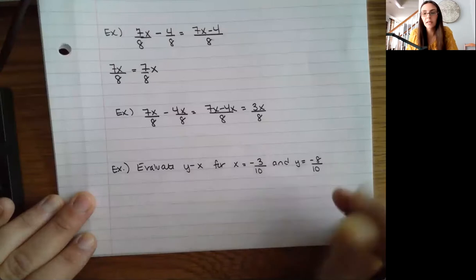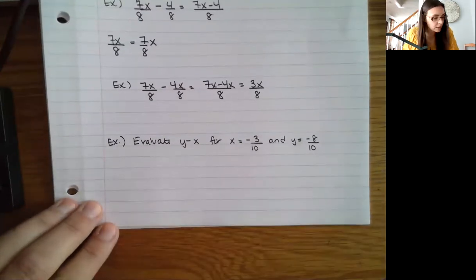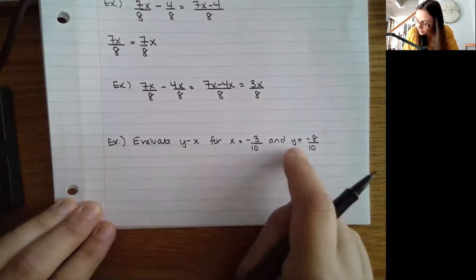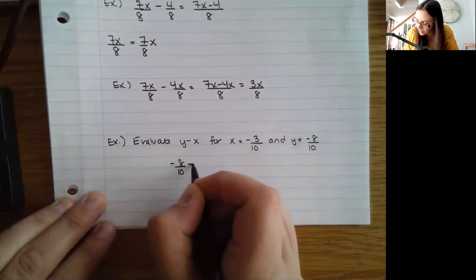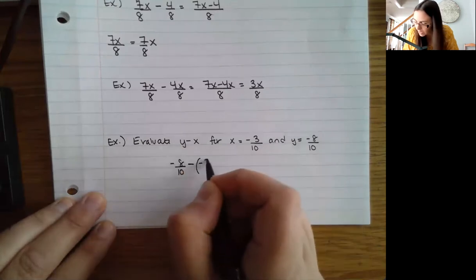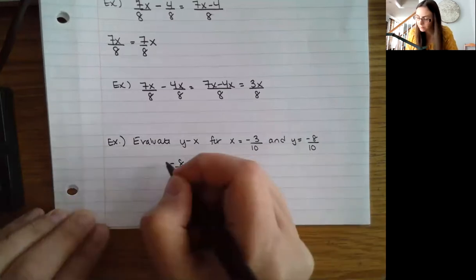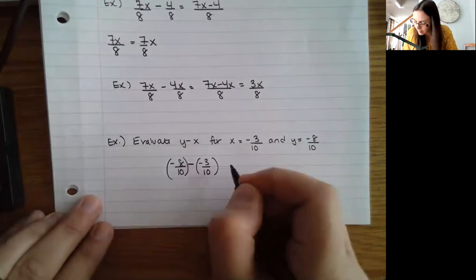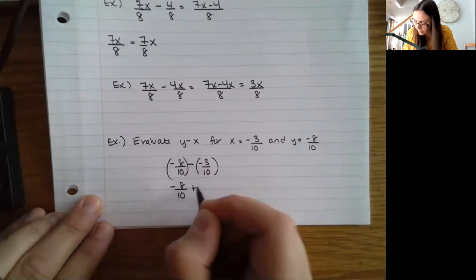Okay, so let's do a different style problem with variables. So now we're doing our evaluating. Our expression is y minus x. So the y value is going to be negative 8/10. That gets plugged in first, minus, and then our x value is negative 3/10. I'm just using parentheses here to help me. This is a subtraction problem though. So if I rewrite this, this turns into addition, and then my negative becomes a positive, right? Because we do that keep, change, change.